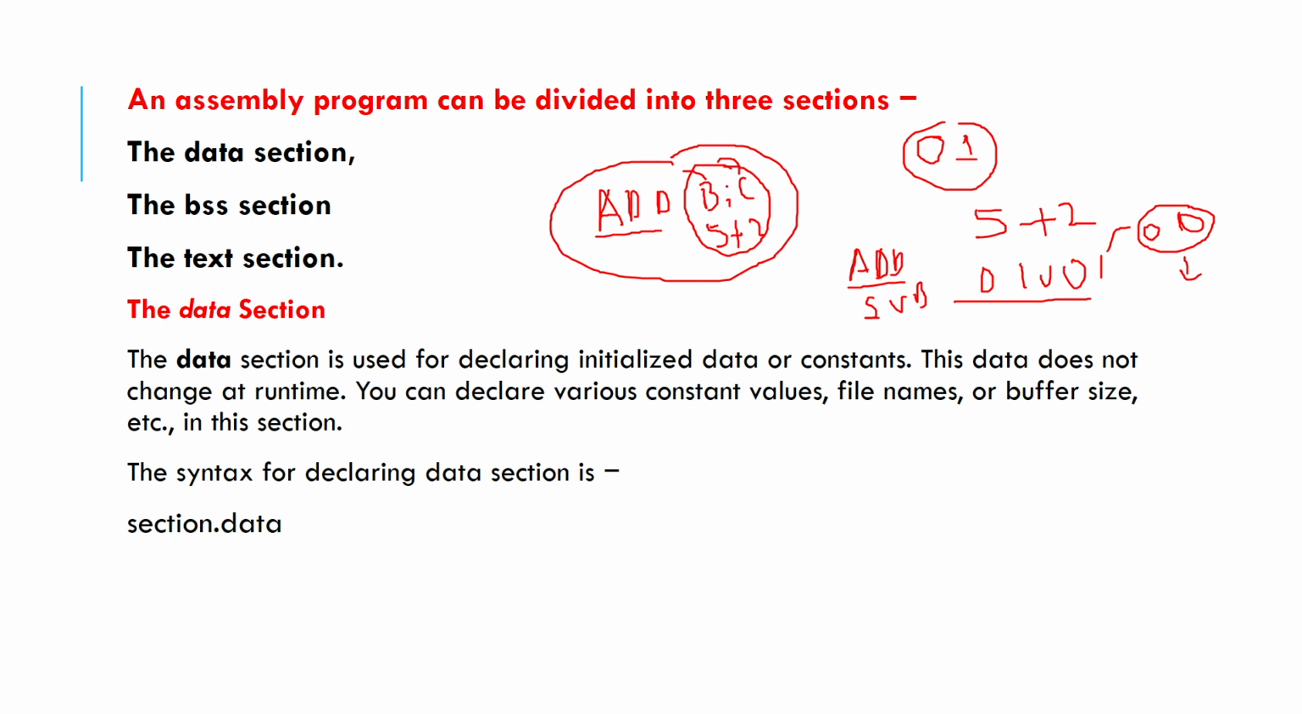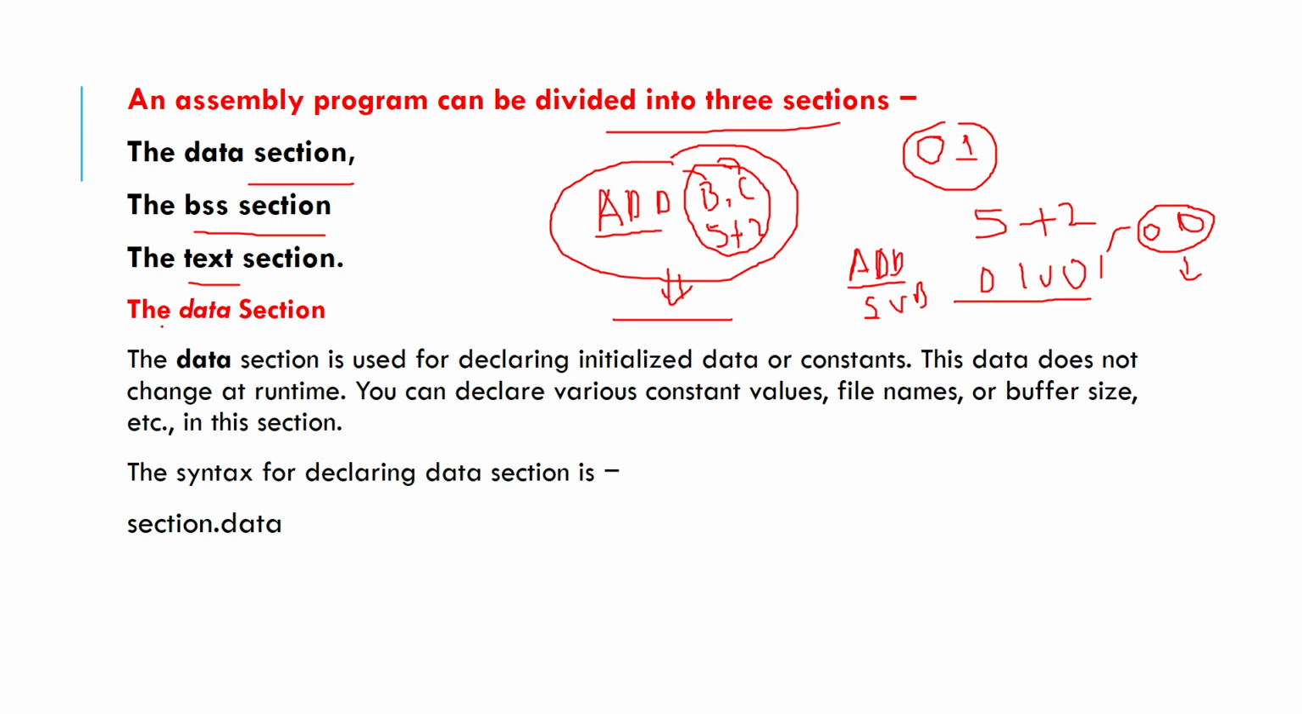Here an assembler is used to convert this assembly code, or assembly instruction, into zeros and ones, which is machine language. So now we are talking about the different syntax. An assembly program can be divided into three sections: one is the data section, another is the BSS section, and another is the text section.